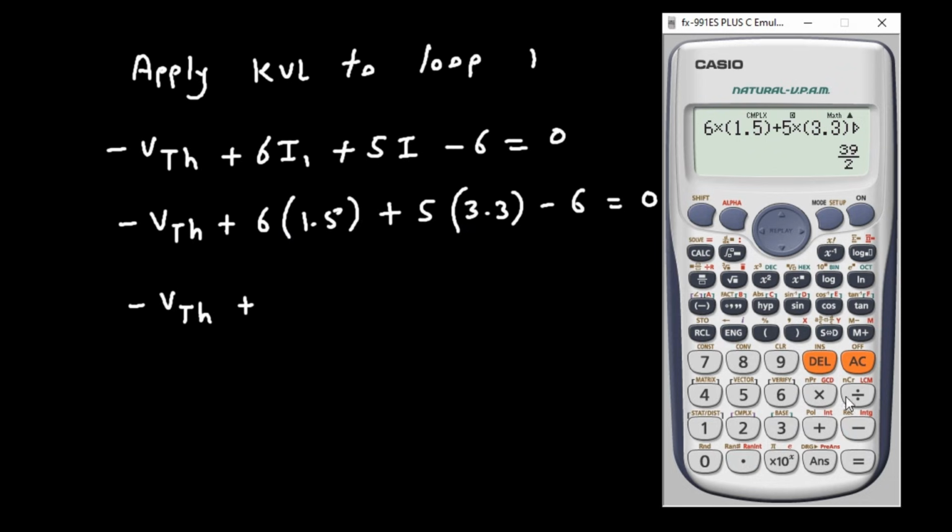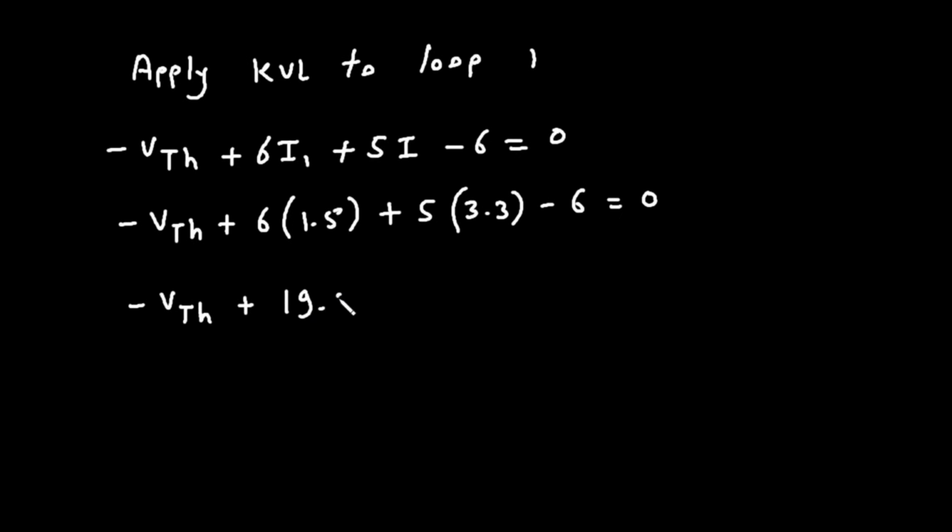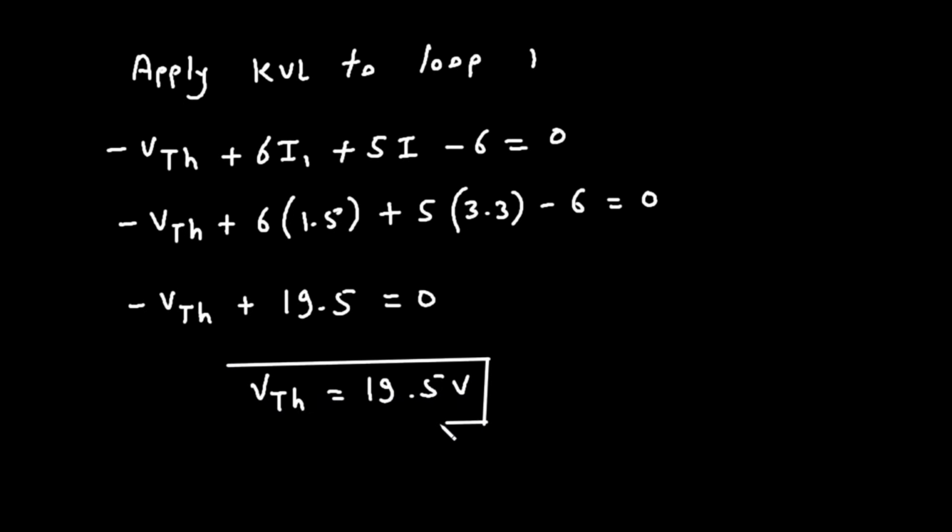This will be 19.5, 19.5 is equal to 0. So if we take this minus VTH on right side, it will be plus VTH. So VTH is equal to 19.5 volt. Now we found the value for VTH, that is Thevenin's voltage.